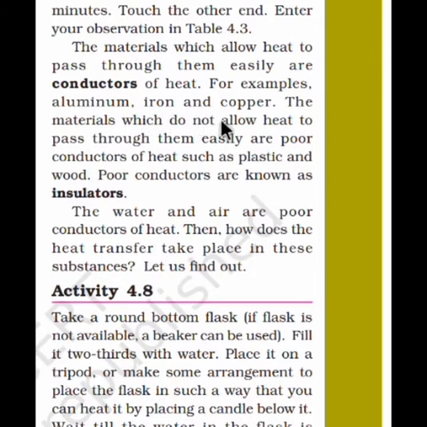The materials which do not allow heat to pass through them easily are poor conductors of heat, such as plastic and wood. This is the definition of a conductor of heat and this is the definition of insulators. Insulator means the objects which do not allow heat to pass through them easily are called poor conductors. The examples of poor conductors are plastic and wood. Poor conductors are also known as insulators. You can say poor conductors, and instead of poor conductors you can use the word insulators.